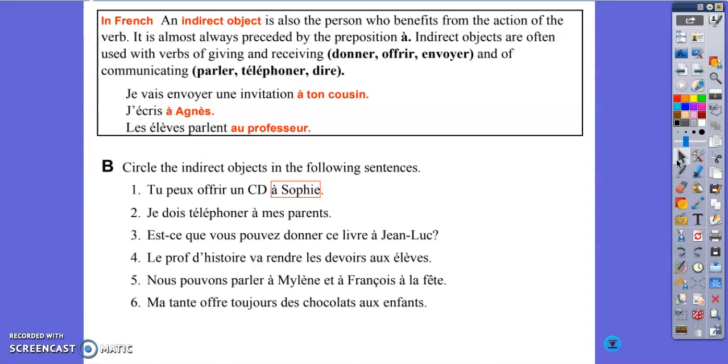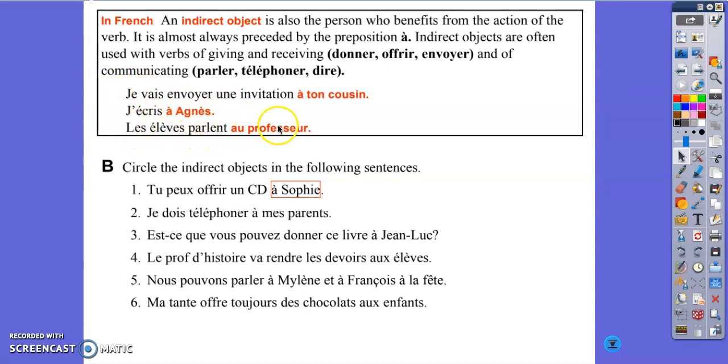So je vais envoyer une invitation à ton cousin. I'm going to send an invitation to your cousin. So the invitation is being sent to the cousin. So that's our indirect object. J'écris à Agnes. I'm writing to Agnes. So to Agnes is my indirect object.